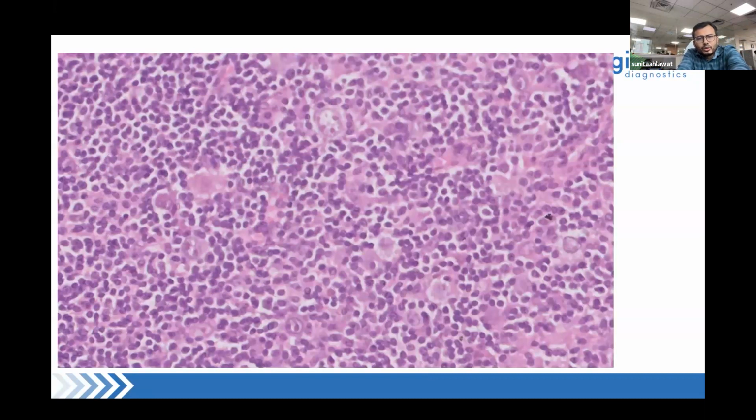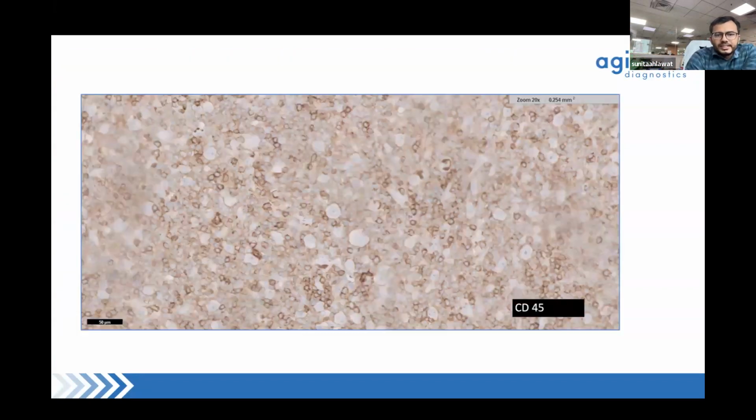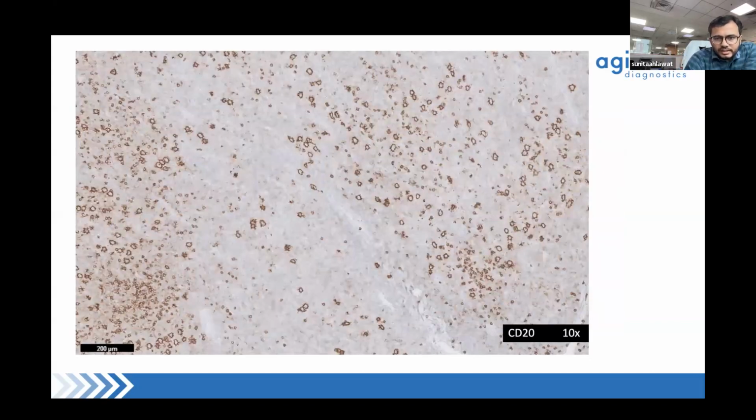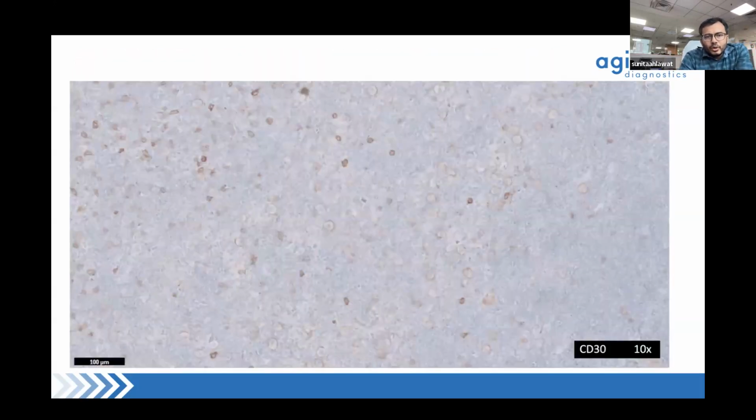Here we can see these large monolobated and bilobated cells in a background of mature lymphocytes and histiocytes. So this is CD45. Here we can see these large cells are LCA negative, with the background cells LCA positive, and these large monolobated and bilobated cells are LCA negative. Interestingly, all these large cells are CD20 invariably positive, and CD30 is also positive in the large cells.